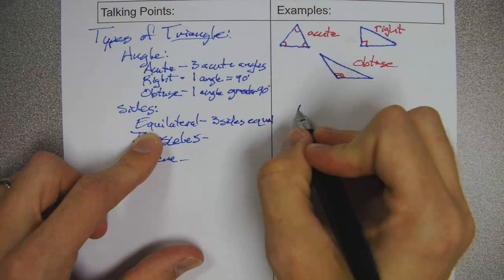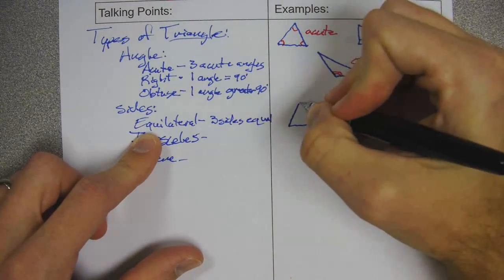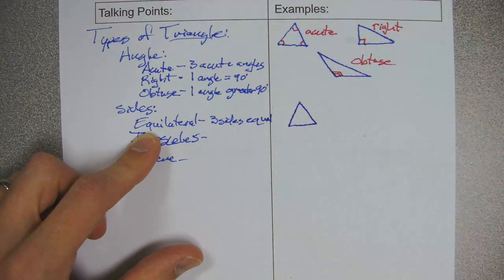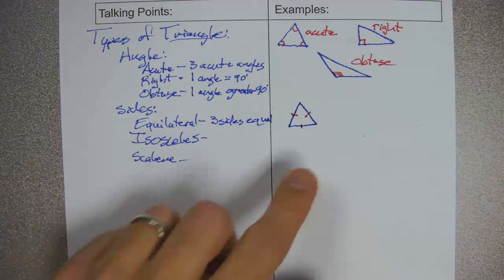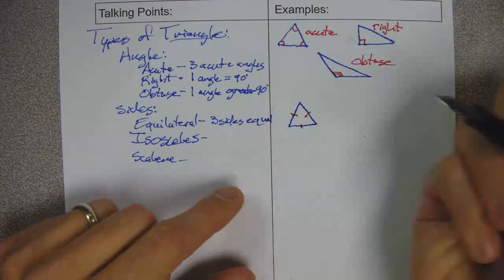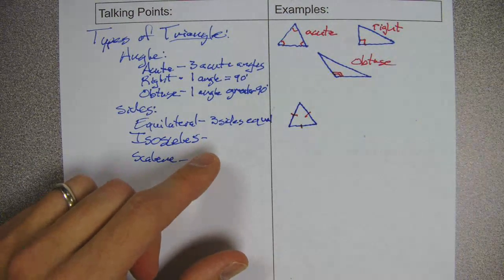So, for example, there's an equilateral triangle. All 3 sides are the same length. And those little tick marks mean that each side is the same amount. Well, let's do that in red. So equilateral.